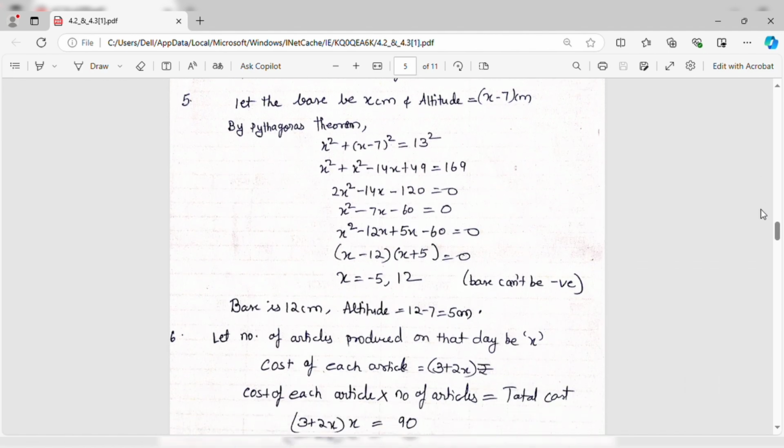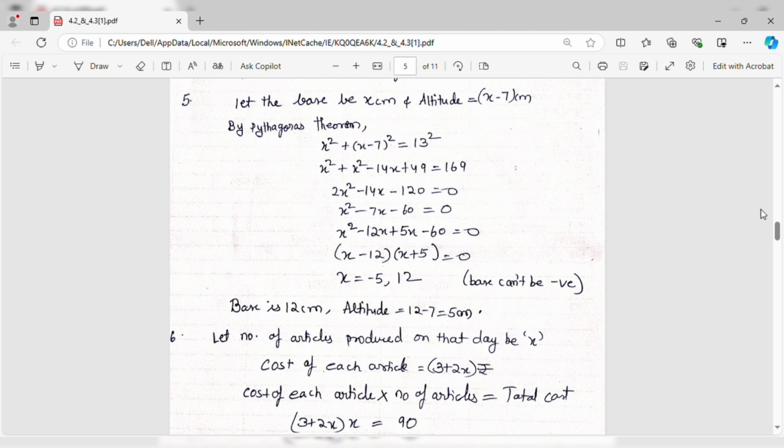Fifth question is: the altitude of a right triangle is 7 cm less than its base. If the hypotenuse is 13 cm, find the other two sides. So we will first take the base as x centimeter and its altitude would be x minus 7 cm.